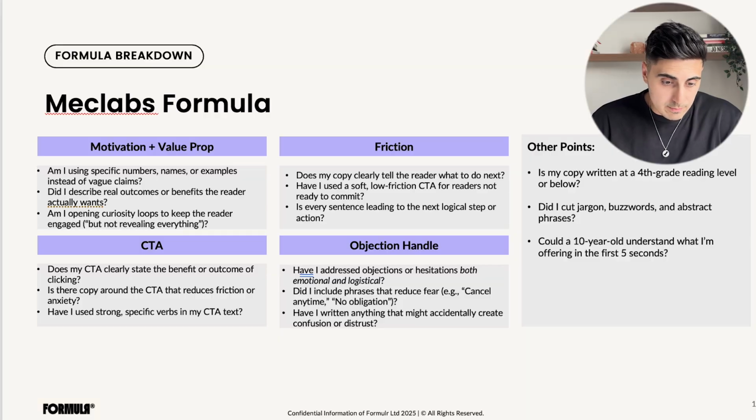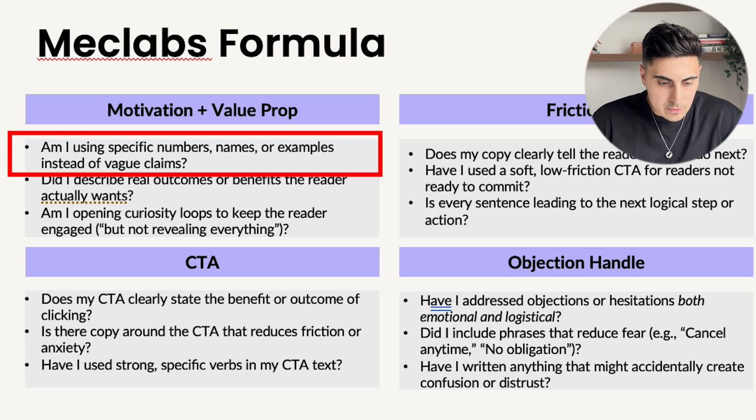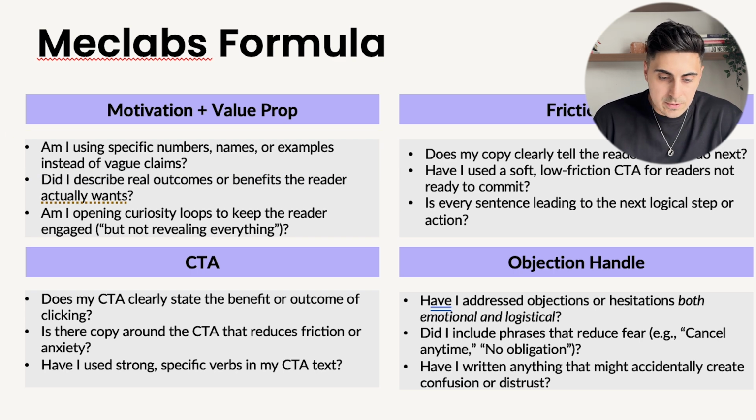Let's take a look at some key questions you can ask so you can maximize the conversions on your page through copywriting. If we take a look at this Meta Labs formula again, the motivation and the value proposition, the question that I love to ask is, am I using specific numbers, names, or examples instead of some vague claims? We saw on Hims that they were using 3 to 6 months for the results. They're making it time-bound and specific regarding hair loss.